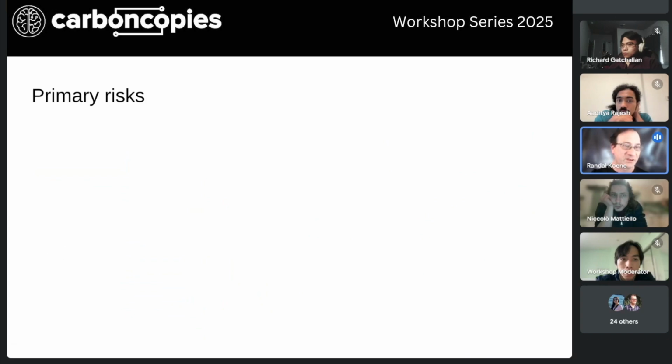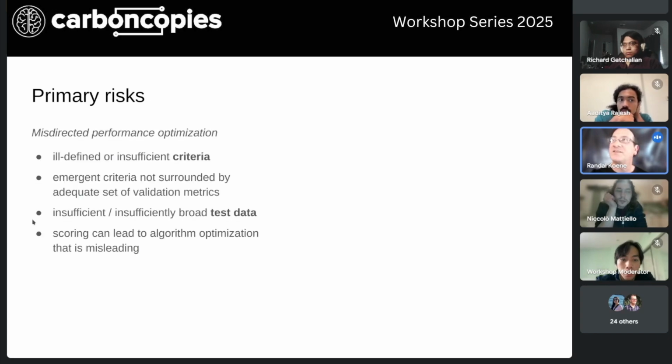As mentioned in my earlier talk, there are certainly risks when using in silico examples. The primary 2 risks are as follows, and you may have already heard a bit of this. The first one is misdirected performance optimization. If a specified set of success criteria is insufficient, or if emergent criteria are not sufficiently tested by corresponding validation metrics, then offering a challenge and performance scores will lead to competing methods or algorithms optimizing performance in a manner that can be misleading. We're aware of this and will be watching those criteria carefully.